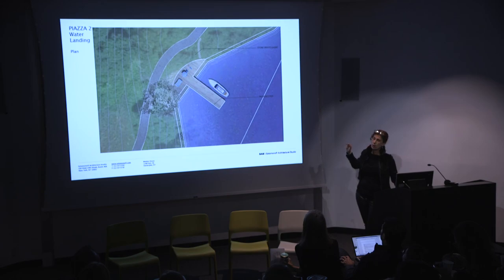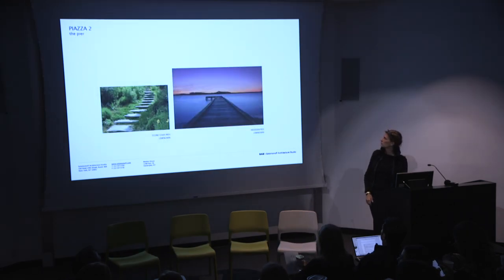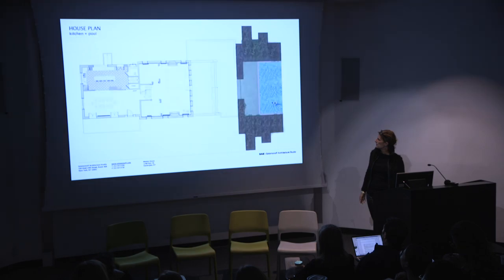Then they are going to move by water from the train station to the house. They also plan to commute by train. And so this is the farm piazza. They're going to have a farm to the north, and then a chicken coop behind the farm. And these are things that we're planning.